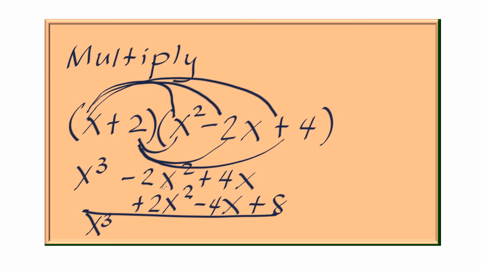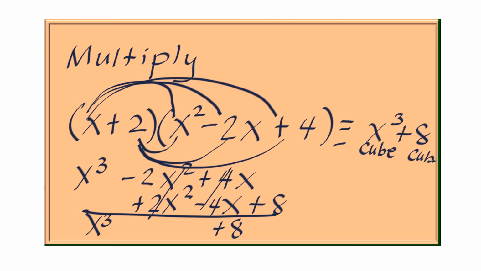Combining like terms, negative 2x squared and 2x squared will cancel out. 4x minus 4x will cancel out. And we are left with just two terms, x cubed plus 8. Now these two factors multiply together to give us this x cubed plus 8. Now x cubed is a perfect cube. 8 is a perfect cube. So what we got here is a sum of cubes.